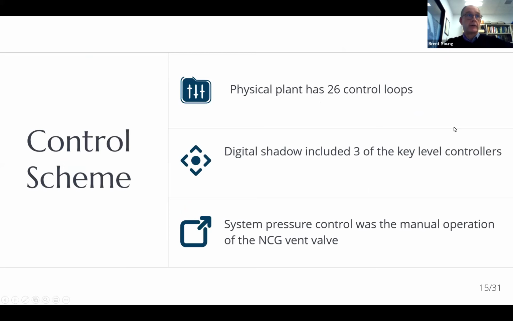The control scheme was quite complex, 26 control loops, but most of these are around basic inventory controls. In addition to ensuring that we included those, our digital model or digital shadow focused on 3 key level controllers. The pressure control was by manual operation of the non-condensable gas vent valve, which reflects what's done in the plant.